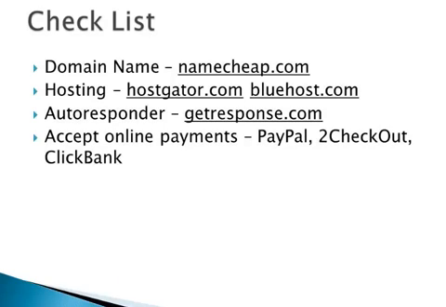Checklist. Domain name, namecheap.com. Hosting, hostgator.com or bluehost.com. Autoresponder, getresponse.com. Accept online payments, PayPal, 2Checkout, or ClickBank. Make sure you have all of these purchased, downloaded, and in place.